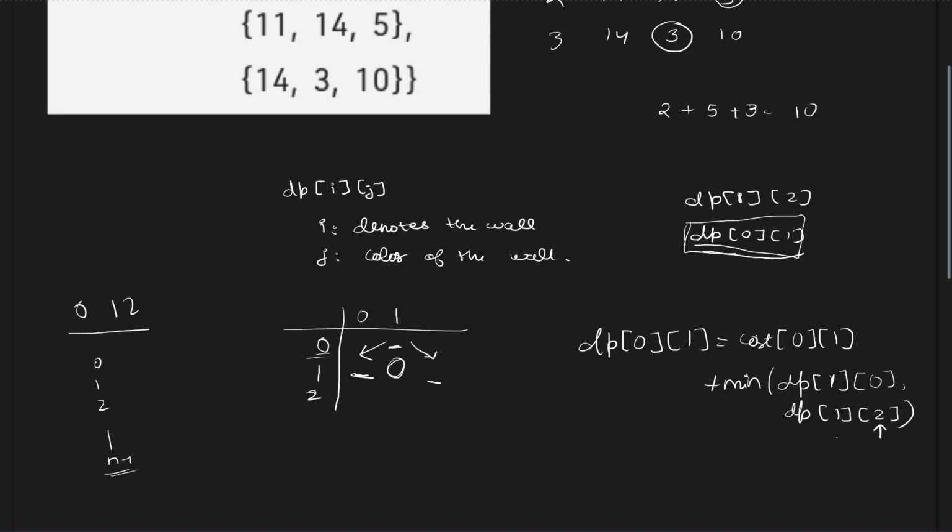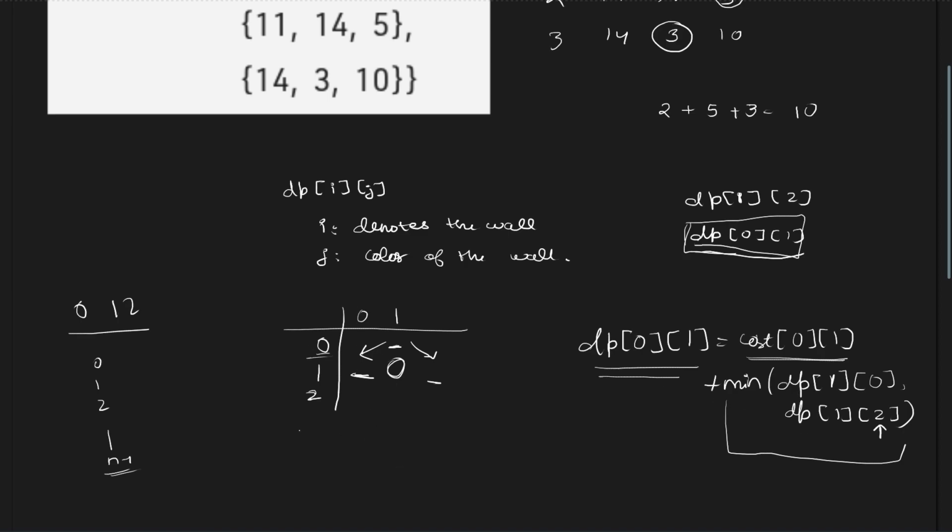So this is how we will form the answer for our current state of our DP, right? We just have to add these two values. The first value would obviously be the cost of coloring the wall with that particular color, and the next value would be the minimum of coloring the next wall with the colors other than the current color, right?